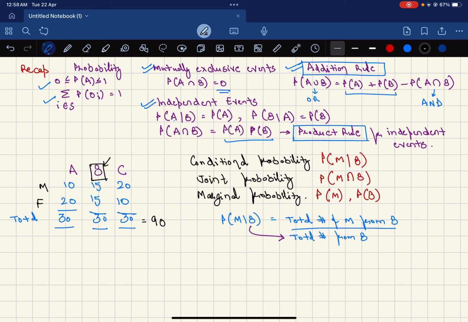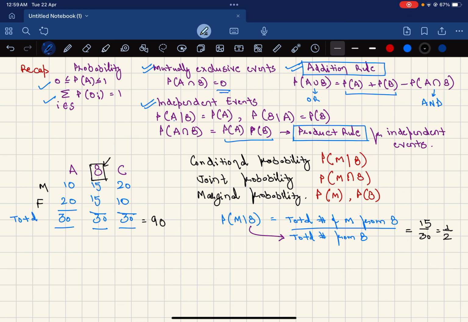The first one we looked at was the conditional probability, the probability of the student being male, given that he was selected from the classroom B. So this was computed as nothing but total number of males who are from class B divided by the total number of students from B, and this was later computed to be 15 by 30, since there are 15 males in class B and there are total 30 students in class B, which came out to be 1 by 2.